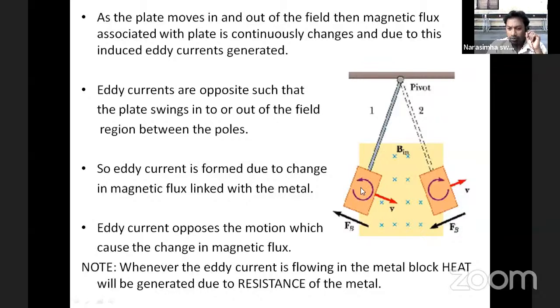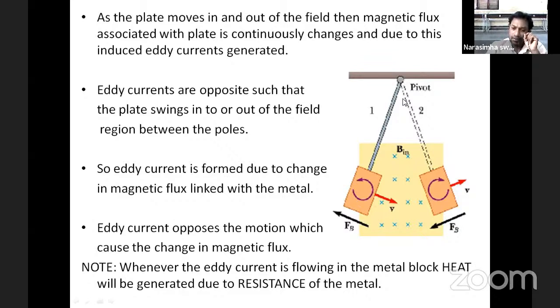What will this current do? It opposes the cause. That is, it is not allowing. What is the cause here? Change in magnetic flux. Why is the magnetic flux changing? Because it is entering into the field. So that is the reason. So what will this induced EMF do? It opposes, so it is not allowed to come into the magnetic field. So this is the force acting on this body.